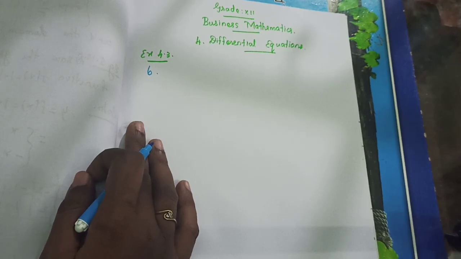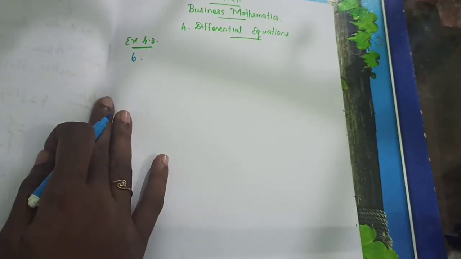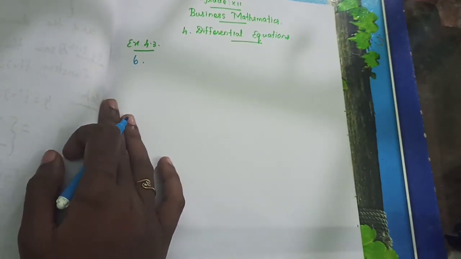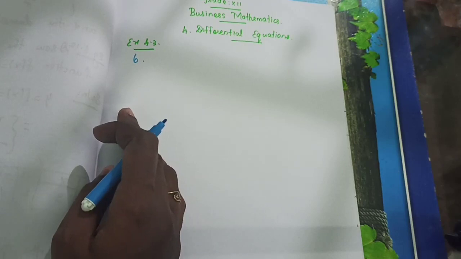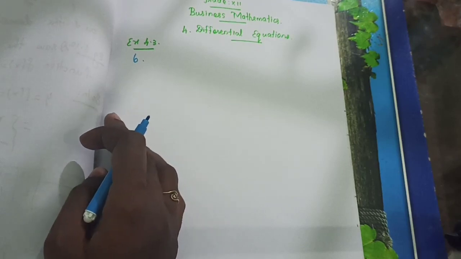We are learning our fourth chapter, differential equations. In our last class, in exercise 4.3, I left the sixth problem. I said in our next class I will teach it, so today we are going to learn that one first. Afterwards we will move to the next model. Okay, problem number 6. I am going to read the question from your book. You just go through it in your book.